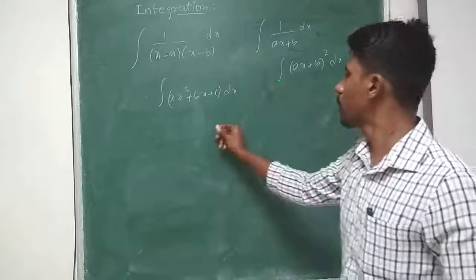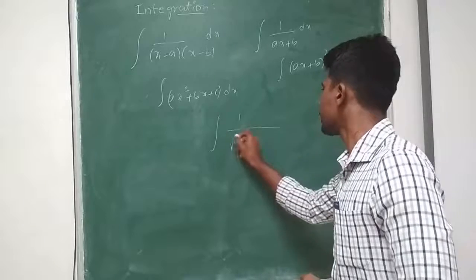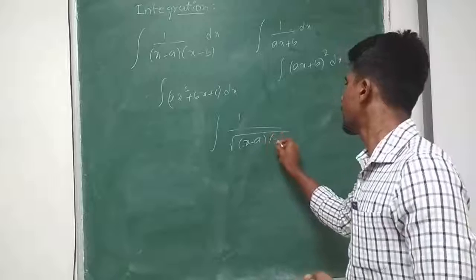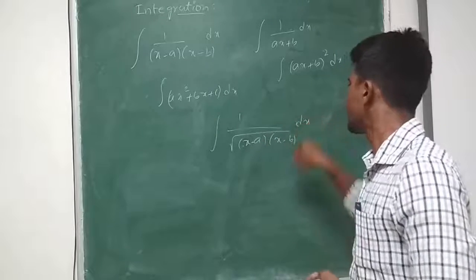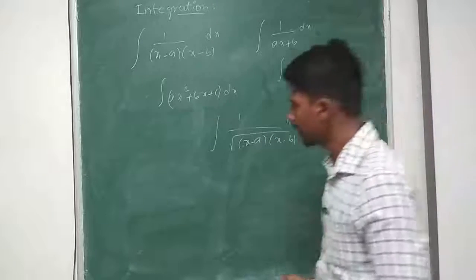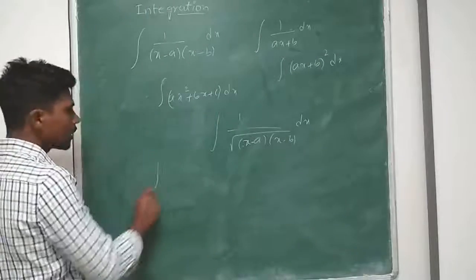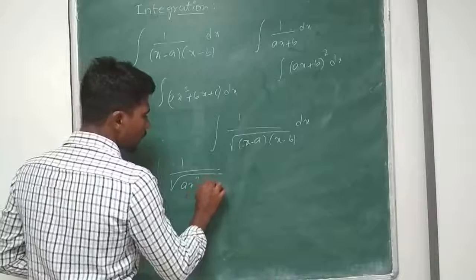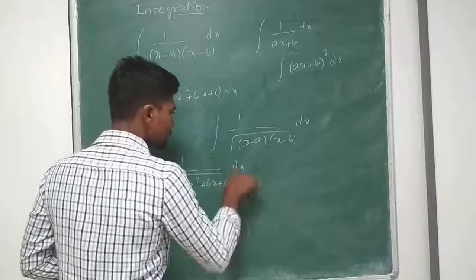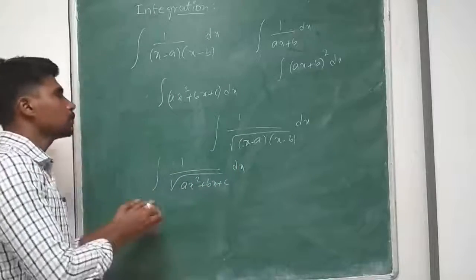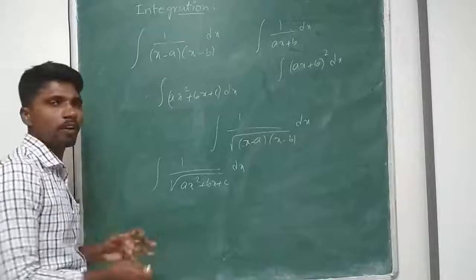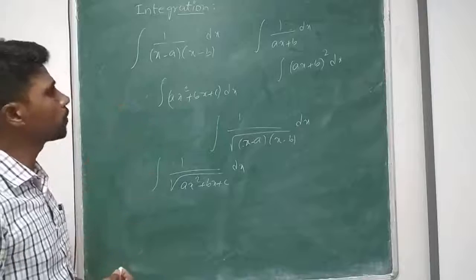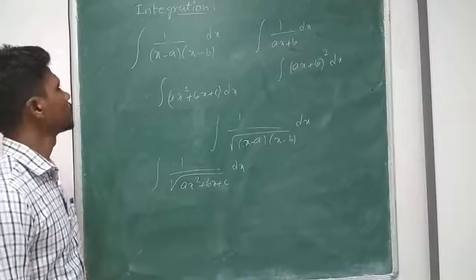And if the problems are like 1 by square root of (x minus a) into (x minus b) dx, or if the problems are like integral of 1 by root over ax square plus bx plus c dx. So if the problems are in this form, then how to evaluate? So we learn how to evaluate these types of problems in this particular exercise.